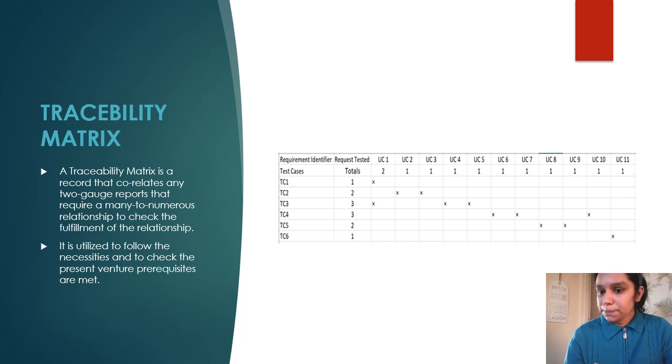In simple words, a traceability matrix is a record that correlates any two reports that require a number of relationships, to check the fulfillment of the relationship. So it is a very important thing. The most important thing about this part is that it is utilized to follow the necessities and the importance, and to check the present project prejudice that can be met to accomplish something. So it is a very important part.